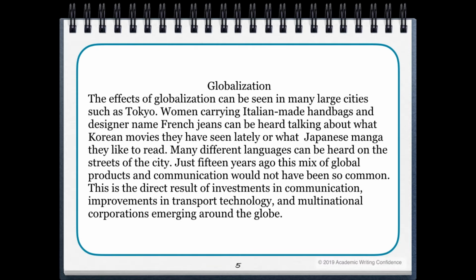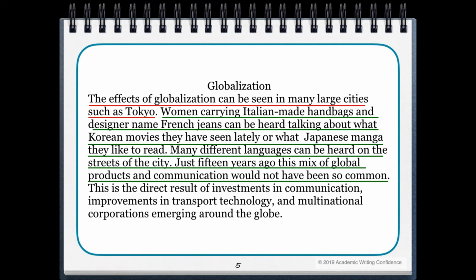Here's another introduction paragraph, this time about globalization. Again, the first sentence shows the general topic. The following sentences give more details about the topic. And then finally, the last sentence, the thesis statement, shows what the essay will discuss. Now, the 3 aspects are very clear: investments in communication, improvements in transport technology, and multinational corporations.